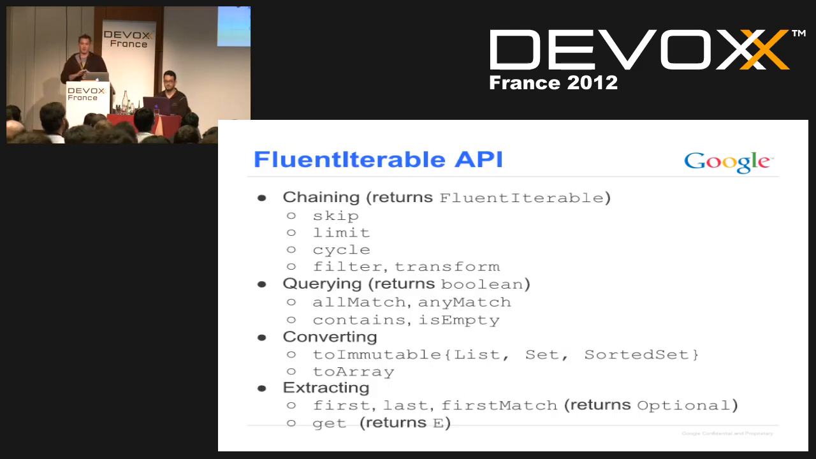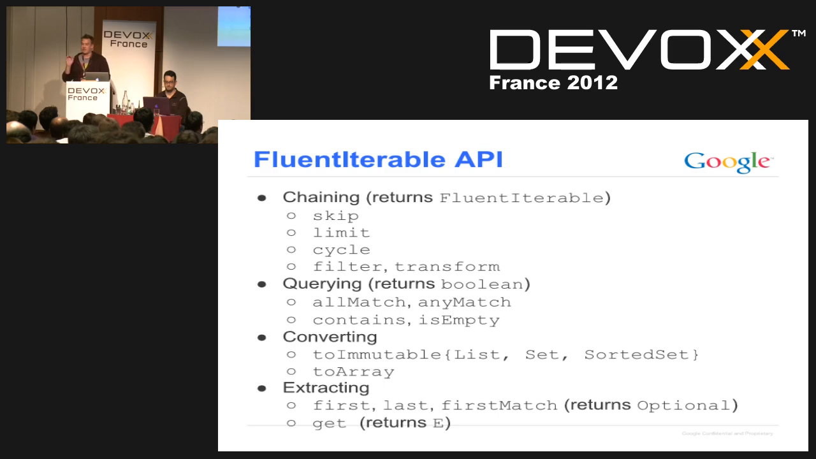This is pretty much most of the FluentIterable API here. There's a few different ways you can use FluentIterable. You can either use it for chaining, and there's a few methods you can use for chaining. These will return another instance of a FluentIterable that you can keep working with. So skip, you can tell it to skip over the first 10 elements or the first n elements of your iterable. This will again return a FluentIterable with those first elements skipped.